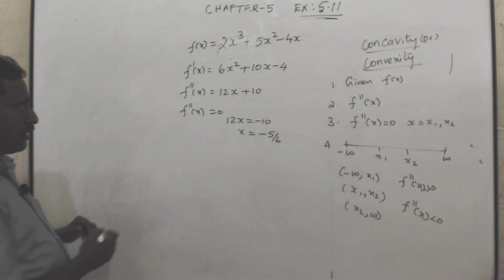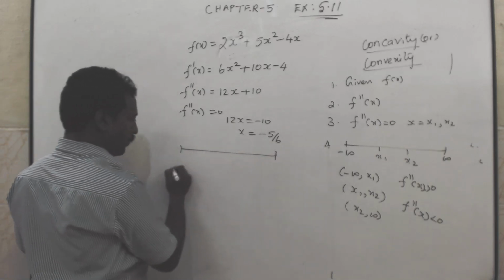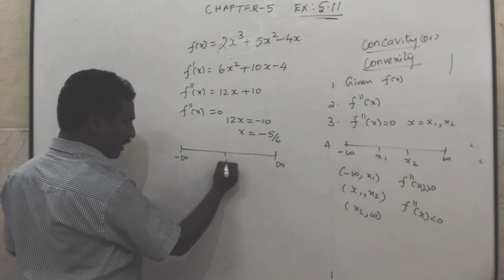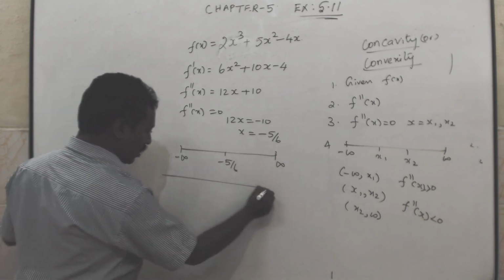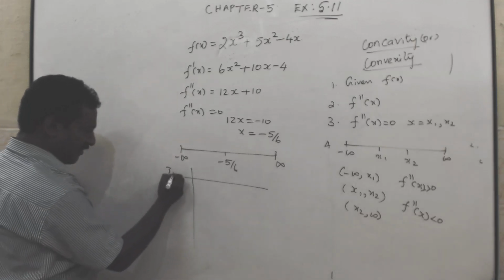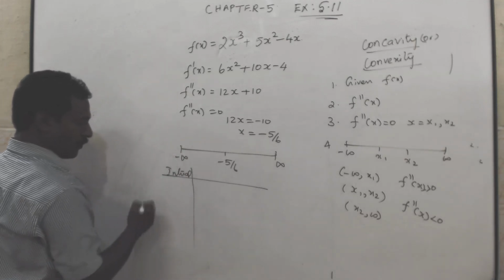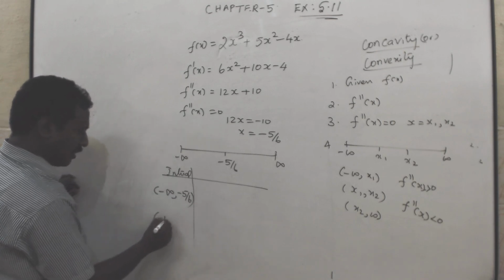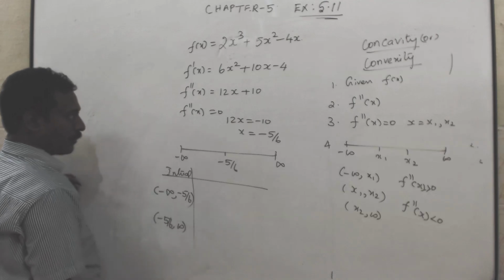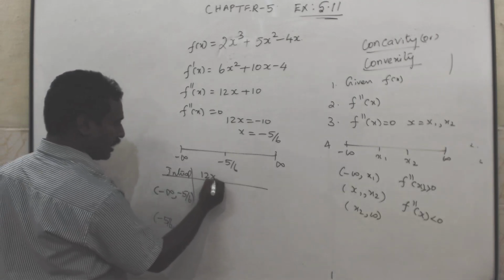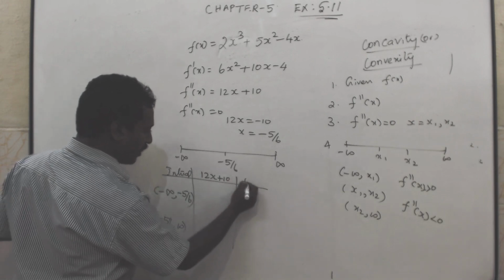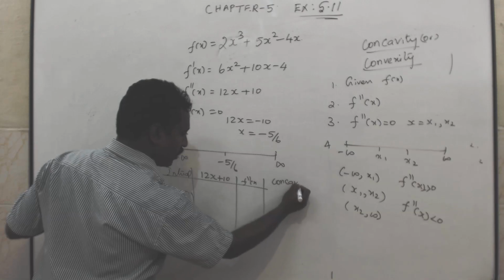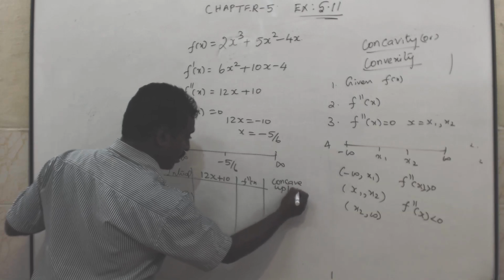Next, draw the number line, minus infinity to plus infinity. Plot the point minus 5 by 6. Now draw the table, interval. What is the first interval? Minus infinity, comma, minus 5 by 6. Minus 5 by 6, comma, infinity. Only one factor, 12x plus 10. Then f double dash of x. Then convex, concave, up or down.